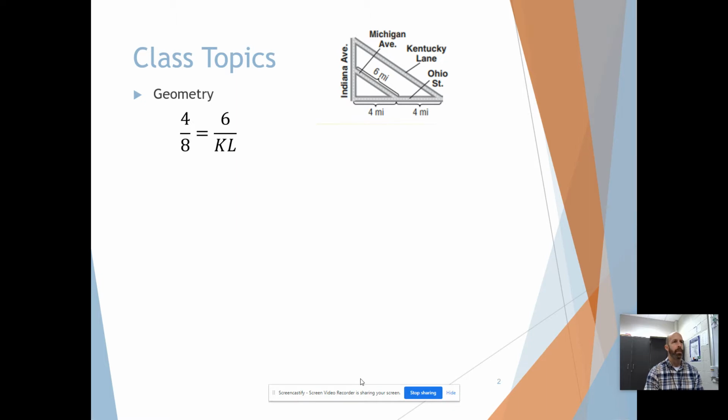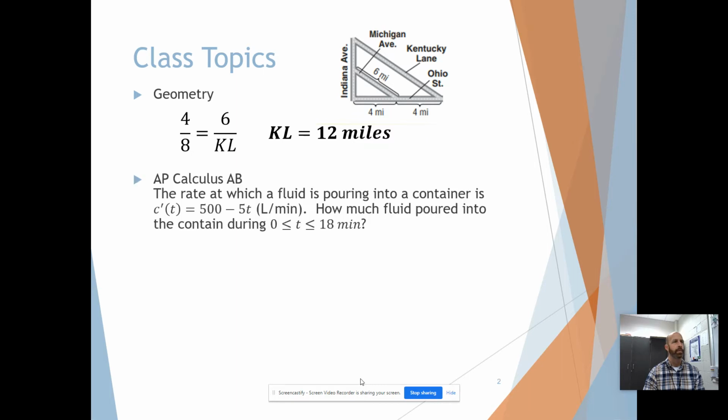Well, we could set up a proportion because there's actually two similar triangles in that diagram. And the short side of the small triangle is 4, the long length is 8, so that would be equivalent to the ratio of 6 to KL, which I'm going to abbreviate for Kentucky Lane. And we can use the cross product property to get an answer of 12 miles. So Kentucky Lane between those streets would be 12 miles.